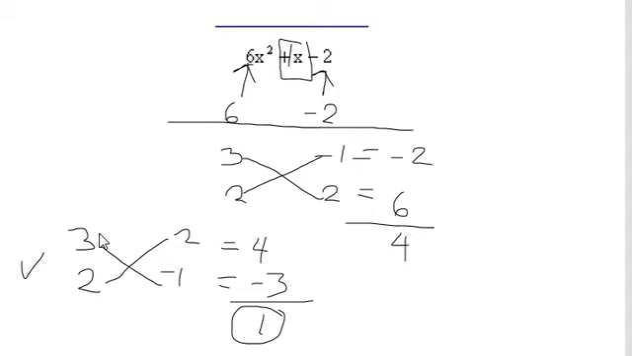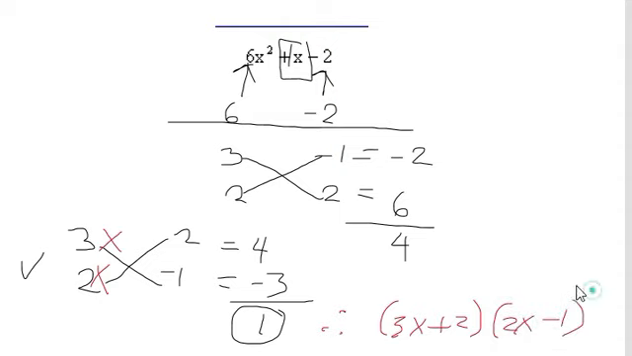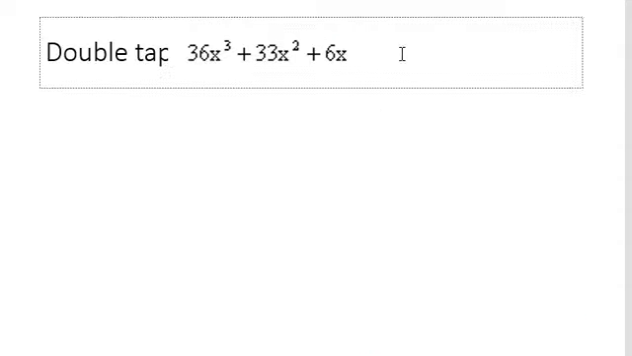And then we will create now the factor. You add x. You add x. Therefore, if there's no operation, that will be plus. So therefore, the factor is 3x plus 2 times 2x minus 1. This is the answer. Alright, it's your turn to answer this question.